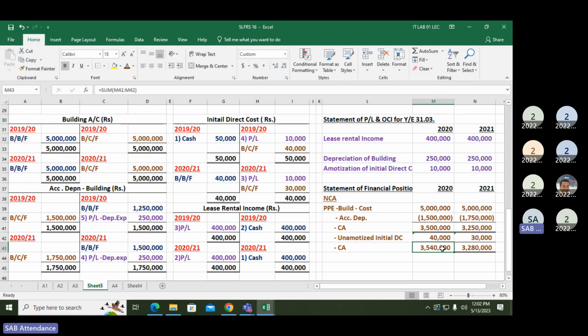That is something new, right? Normally we show the PPE as 3.5 million, 3,275. But this unamortized initial direct cost, 40 and 30, you can add to this carrying amount, and the final carrying amount you can increase by that.